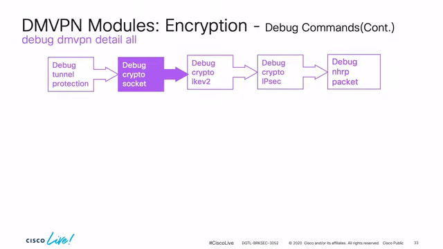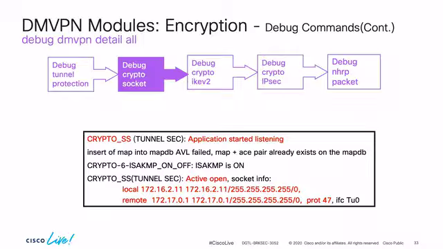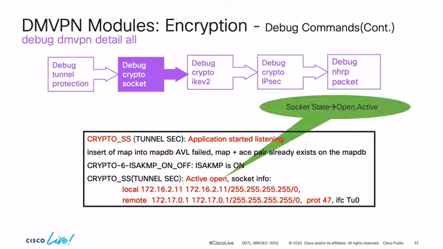So in the output within the debug crypto socket, which we are interested in, we want to make sure that the socket is active and open, and the local and the remote peers actually match the tunnel endpoints. So when you see in the debugs that the socket is active and open, then it's all good.